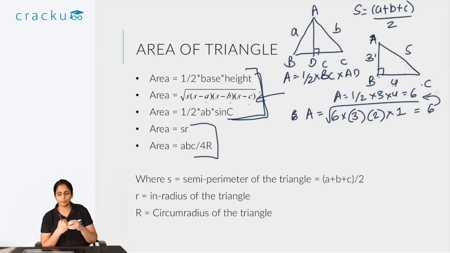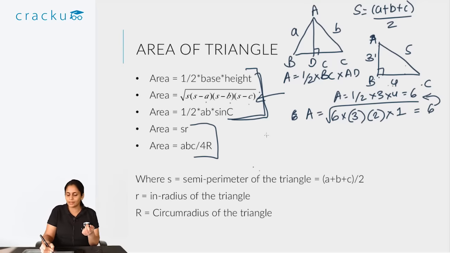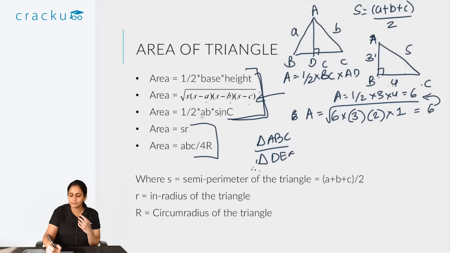Another area formula that is sometimes useful, especially while calculating ratios of triangles, ratios of areas and all. Suppose you have to calculate ratios of two areas, say triangle ABC and triangle DEF, and you know that one of the angles is a common angle. Then you can use this formula to convert it into a ratio of the product of two sides of the triangle. And if those sides are known, then you can find out the ratio of the areas easily.